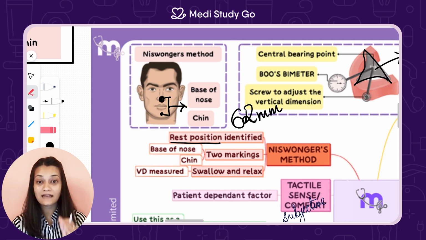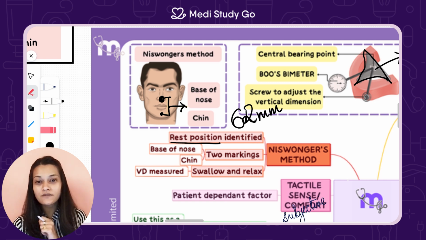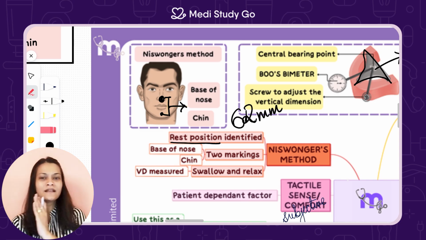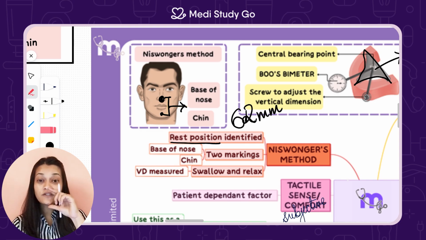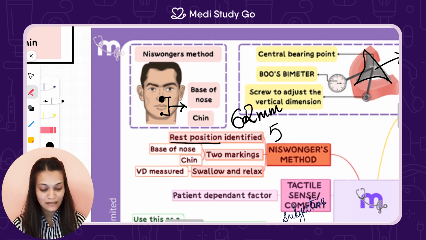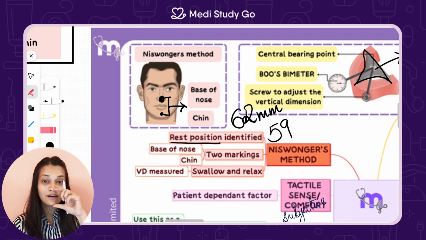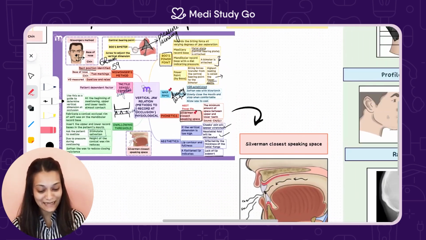Now you just ask the patient to swallow and relax. Maybe use your phonetics to set the position. So which phonetics would you use? The Silverman's closest speaking space or the bilabial sound? Correct, you use the bilabial sound. Once you have the VDR, you know this is 62. So now 3 mm less, that is 59 mm. You keep the vernier caliper and you ask the patient to get it to 59 and stop it there. And you have your vertical dimension at occlusion set.